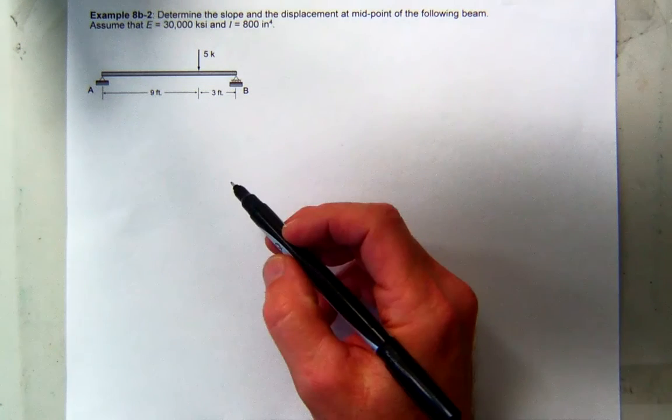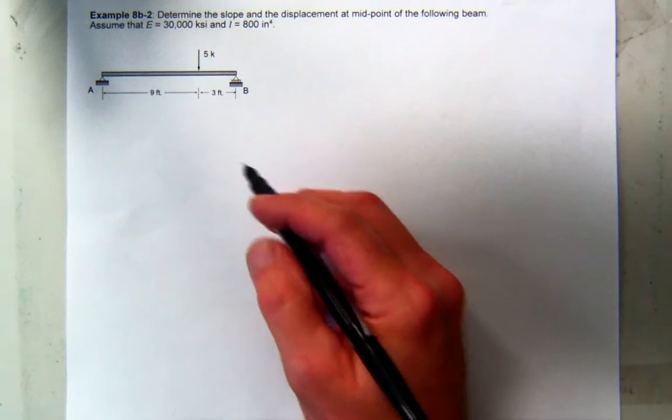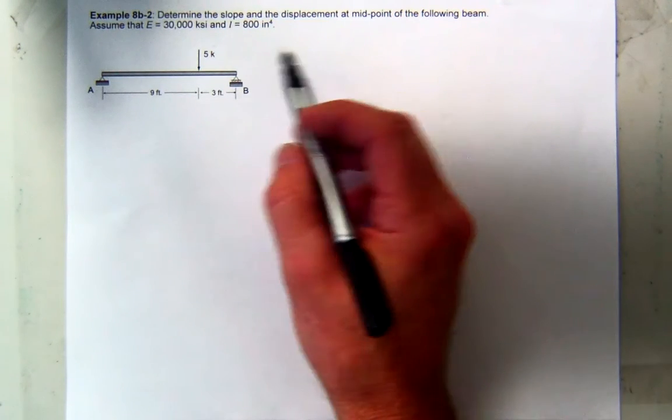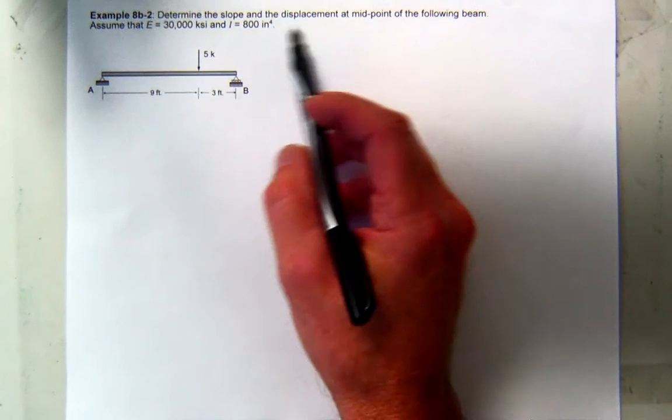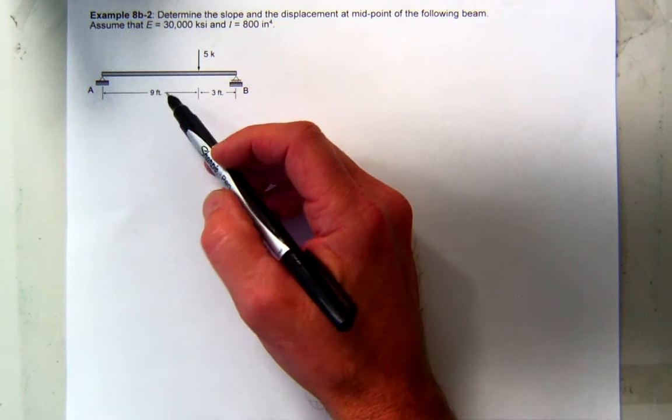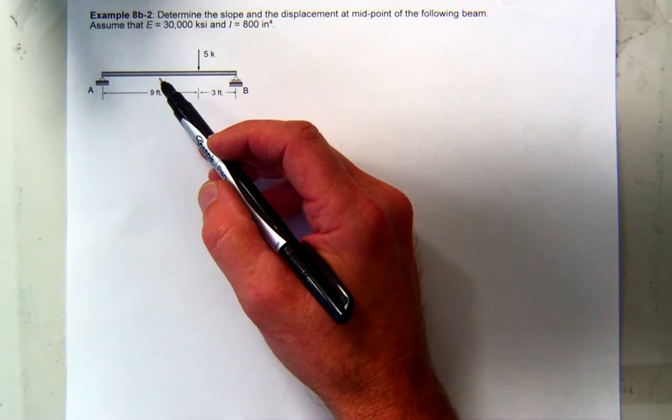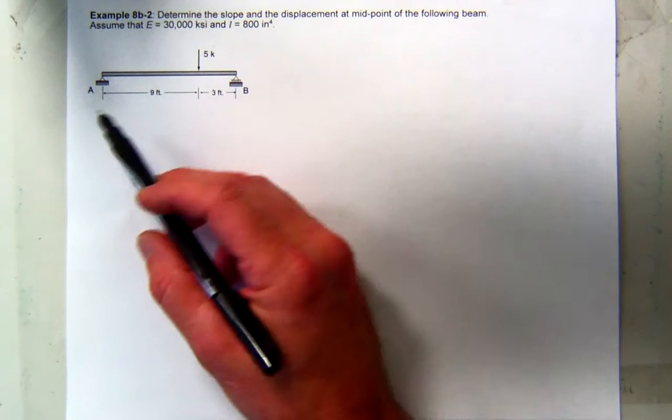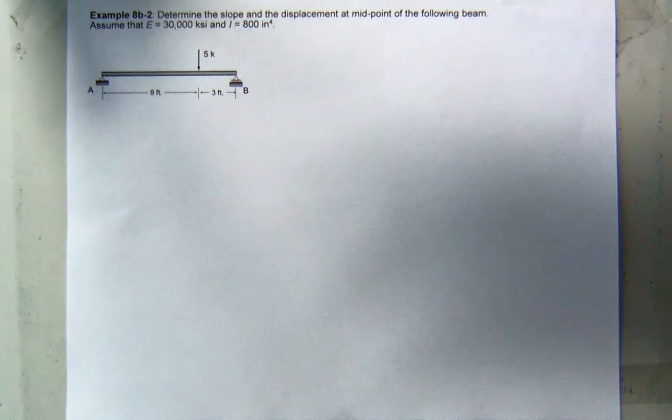All right, here's a new problem we're going to work. We're going to use conjugate beam again for this one. Now, it wants the slope and displacement at the midpoint of the structure. Okay? So just like our previous problems, our first step is to draw a shear moment diagram.